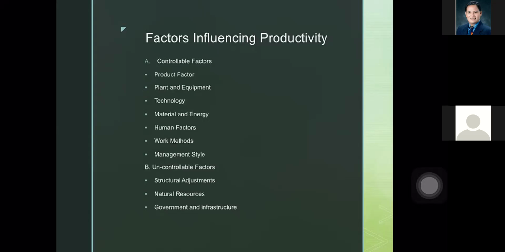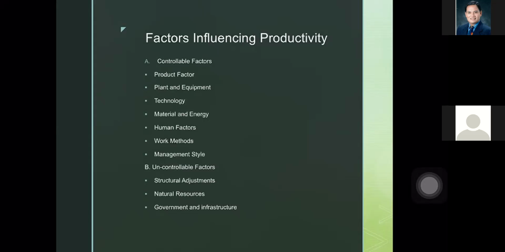Next category is uncontrollable factors. It is also known as external factors. This includes structural adjustment, natural resources, and government and infrastructure. Structural adjustment refers to both economic and social changes. Economic changes influence significantly or shift employment, for example, from agriculture to the manufacturing industry. It also includes the import of technology and industrial competitiveness.